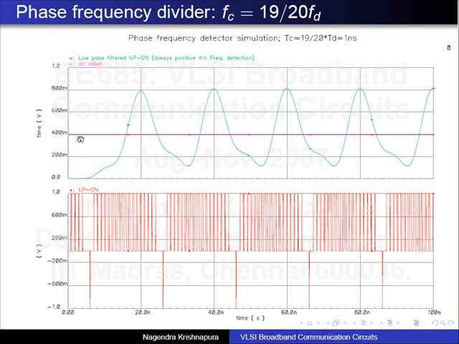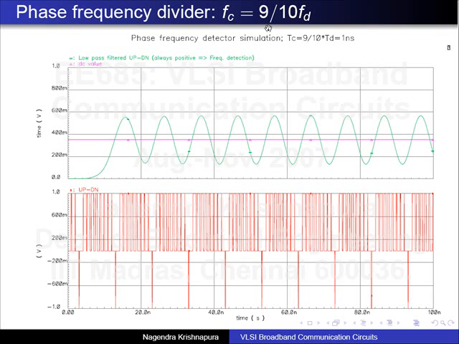The average value of that is, this is not the Hogge phase detector, this is the phase frequency detector. So the average value of that is definitely positive in the case of a PFD. Now I increase the frequency difference. Before it was 19 by 20, now it is 9 by 10. Now you can see that the frequency of the output has increased, and the average value has reduced a little bit.